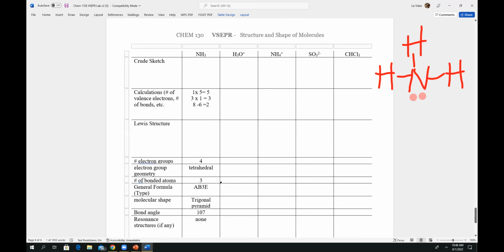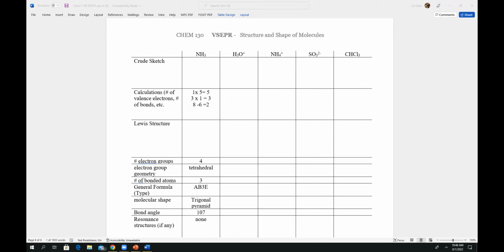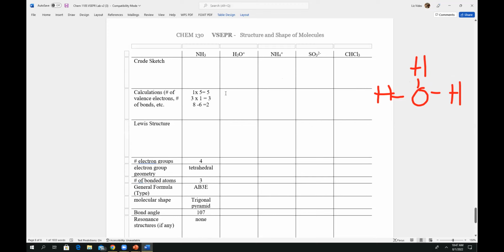All right, H3O plus. Let's do that one again, okay? So we know that the oxygen is in the middle, and we have 3 hydrogens around it, right? And we have 1, 2, 3. All right, so to do the tally, we say we have 1 oxygen in group 6, gives us 6. We have 3 hydrogens in group 1, it gives us 3.